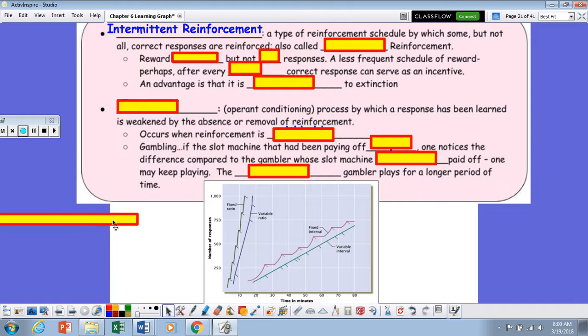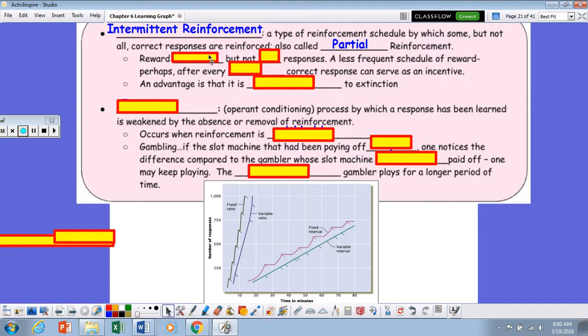There is intermittent reinforcement. This is a type of reinforcement schedule by which some but not all of the correct responses are reinforced. This is sometimes also called partial reinforcement. You reward some but not all of the responses, and you have a less frequent schedule of reward, perhaps every third correct response can serve as an incentive. The advantage is that it's a little more resistant to extinction.